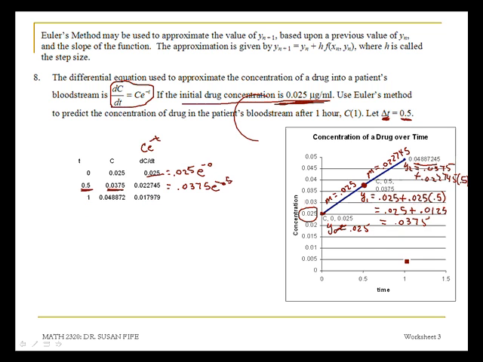And if we wanted to find the approximate value at 1.5, then you would calculate the slope again and go through another iteration. Right here, this is the approximation of the concentration after 1 hour. After 1 hour, there's approximately 0.048872 micrograms per milliliter.